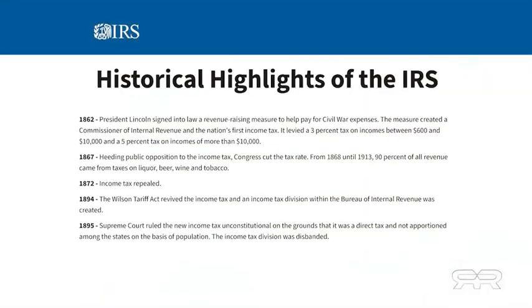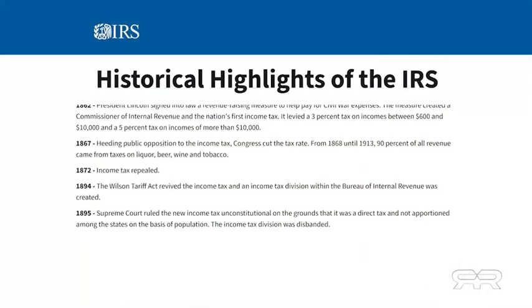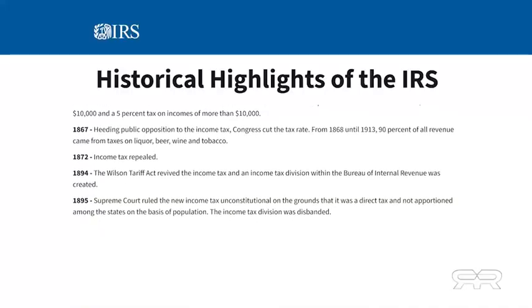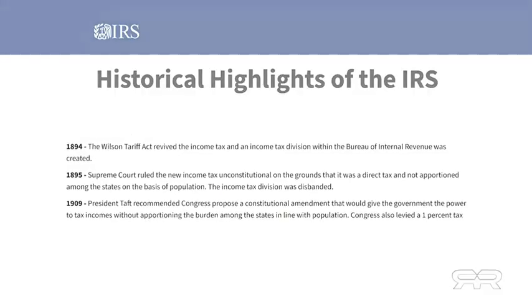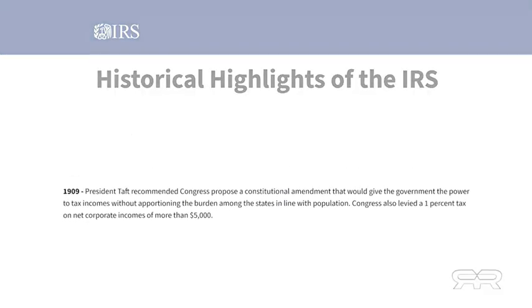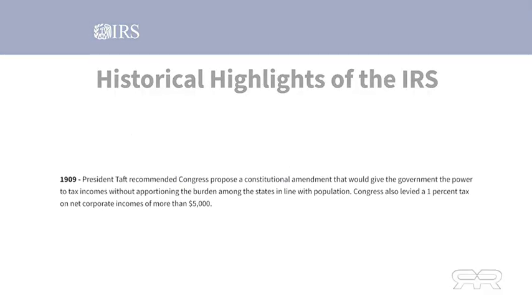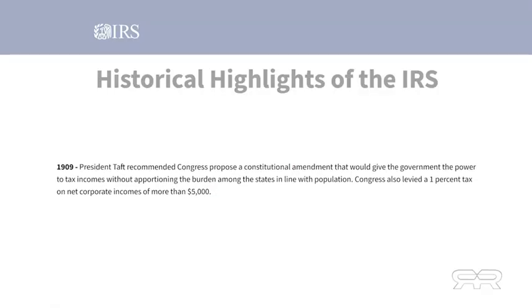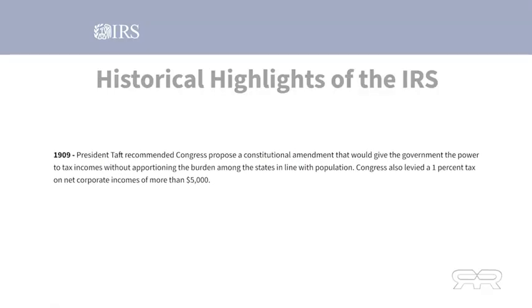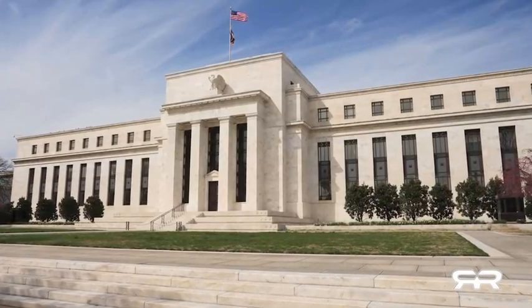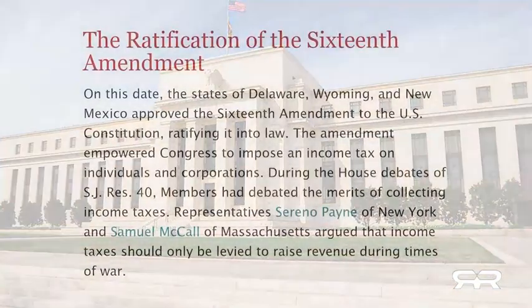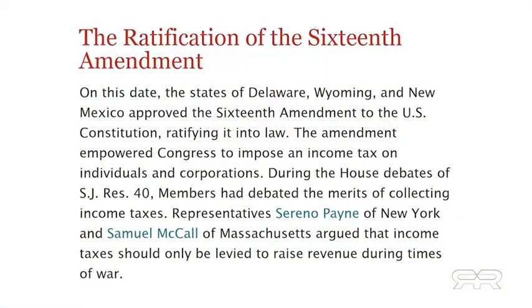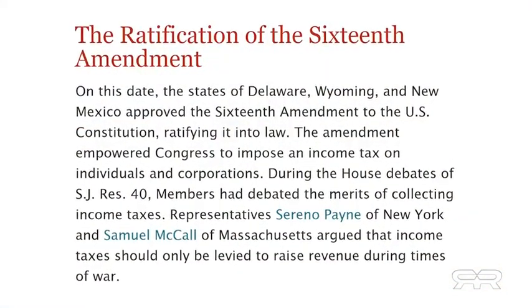From 1868 to 1913, 90% of federal tax revenue came from alcohol and tobacco taxes. In 1909, President Taft recommended that Congress propose a constitutional amendment to give the government power to tax incomes without apportioning the burden. In 1913, the Federal Reserve Bank was established. Along with it came the ratification of the 16th Amendment, which gave what many court cases show to be undue power to the Internal Revenue Service.